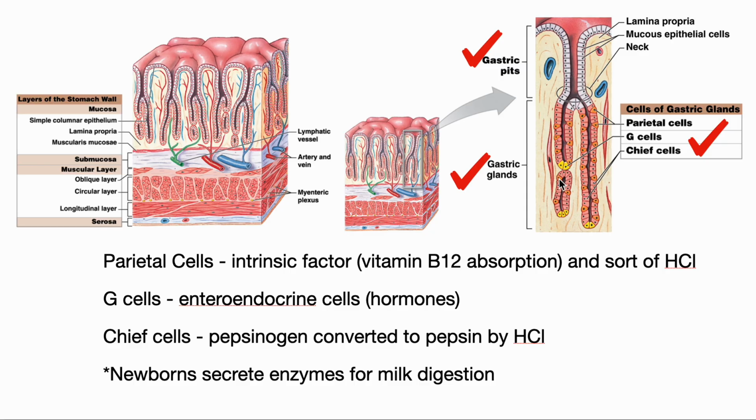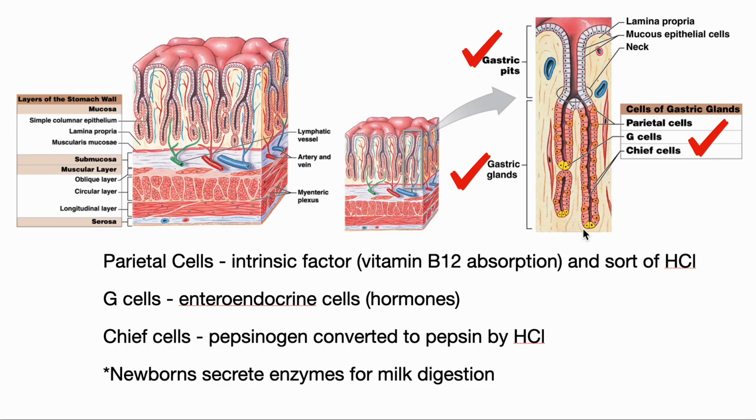And then when we get deeper down, we come into the gastric glands, and these gastric glands are filled with 3 kinds of cells, all of which secrete things. We have the parietal cells, which we now know secrete intrinsic factor and the components of hydrochloric acid. In this image, they are the mustardy yellow cells. And then we have G cells, which are the bright yellow cells in this diagram.